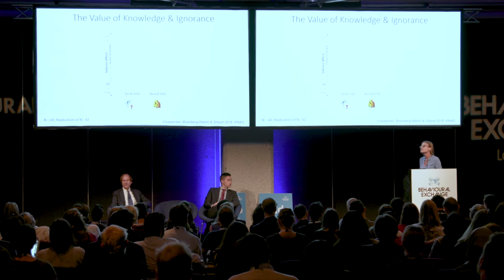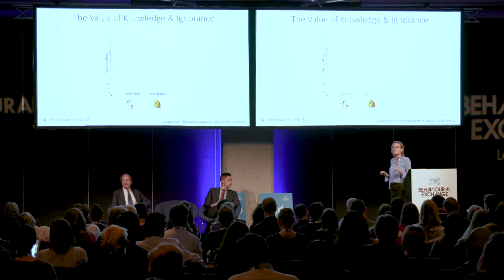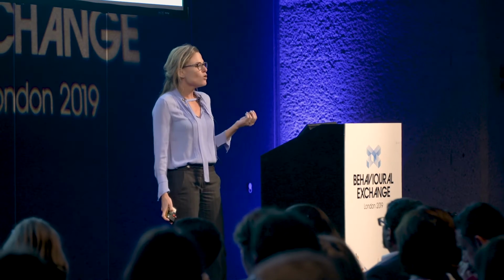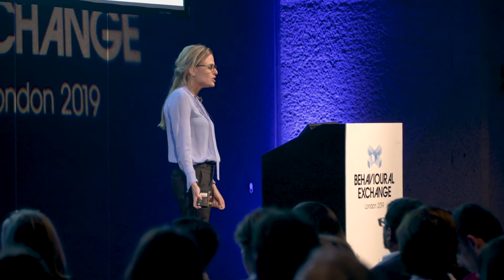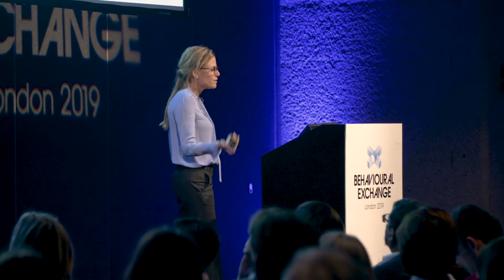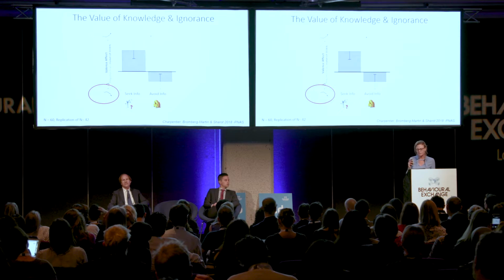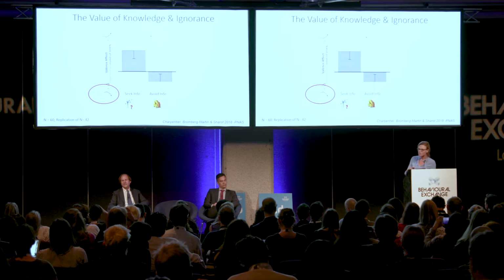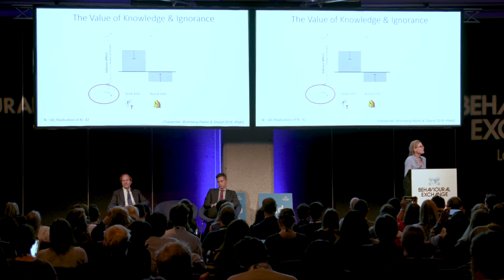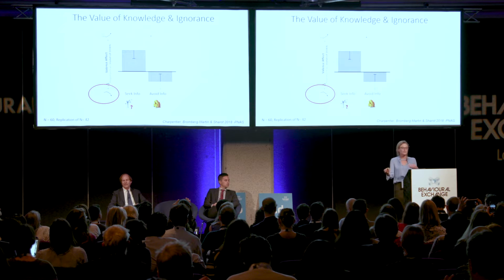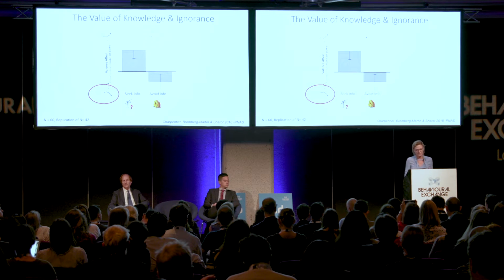So what we found is that what mattered quite a bit was whether the market was going up or going down. So people were more likely to pay us for knowledge when the market was going up than going down. And they were more likely to pay us for ignorance when the market was going down than when it was going up. So when they expected good news, they were more likely to pay for knowledge, and when they expected bad news, they were more likely to pay for ignorance.